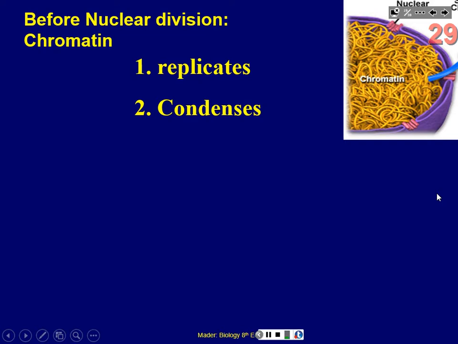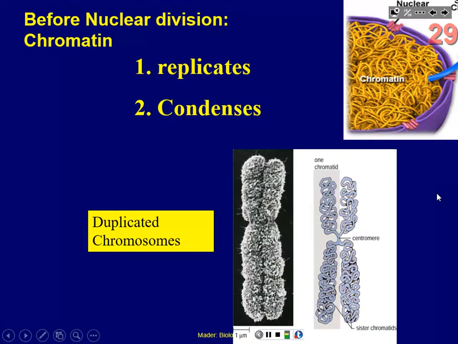Okay, so before nuclear division, chromatin replicates and condenses. And we have this structure that we call a chromosome, right? Some books actually call this a duplicated chromosome and the chromatin a single chromosome. Don't get hung up on the terminology. Just understand what it is, okay? A chromosome is a replicated piece of chromatin that has condensed, right? So whatever is on this side is also on that side. They're identical to each other, okay?